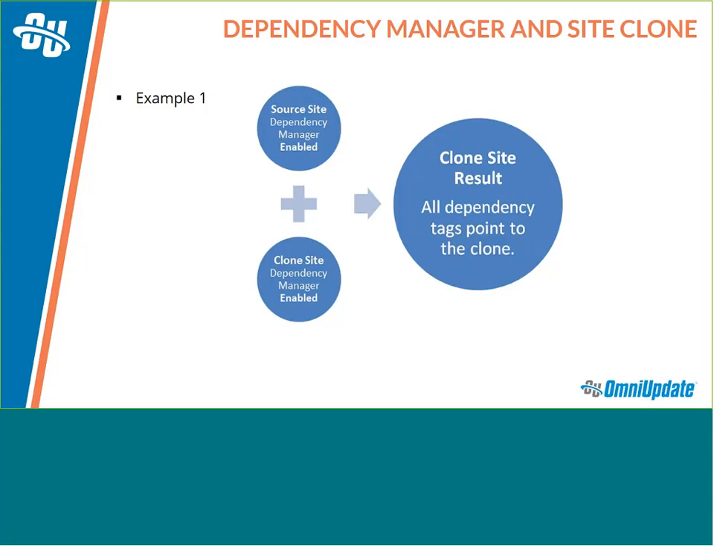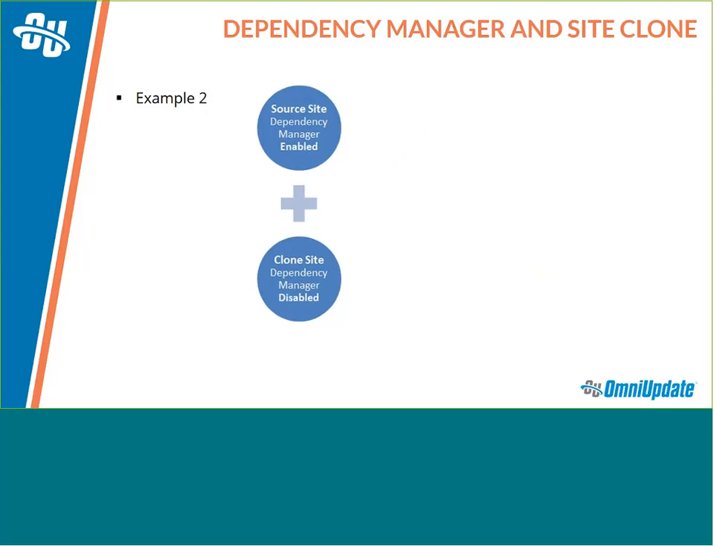Again, this is the recommended way of doing this, but there are other combinations, and it's good to be aware of your options and the effects of what each one has. So the second example that we have here is if you have Dependency Manager still enabled on your source site, but on your clone site that you are creating, you decide to deselect Dependency Manager and have it disabled.